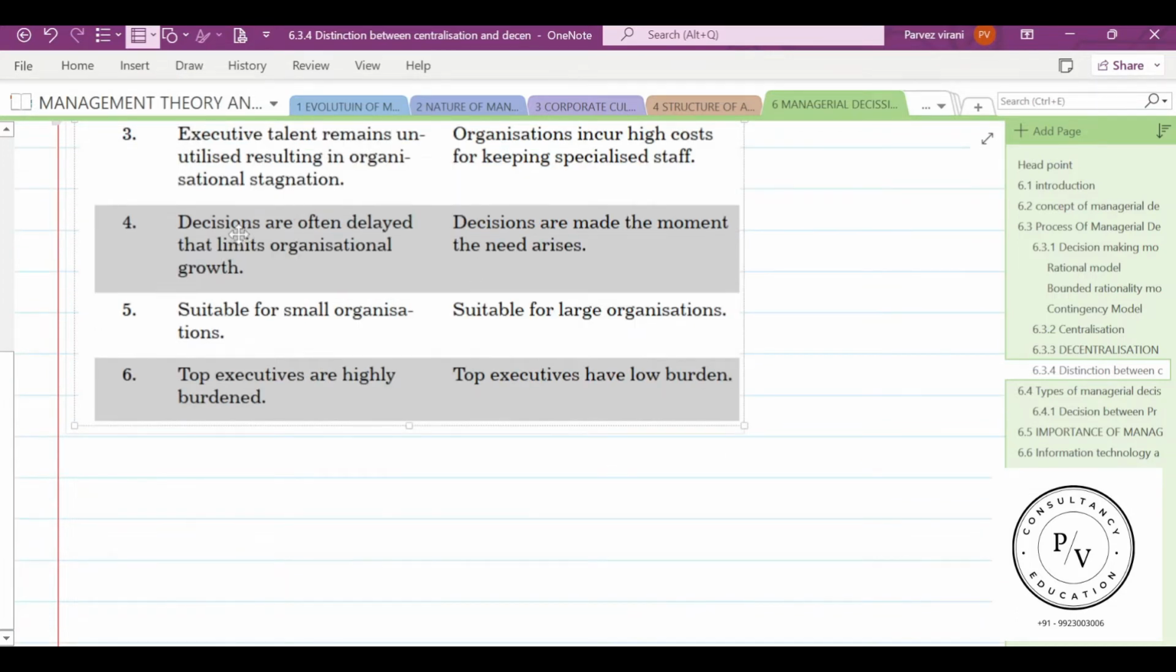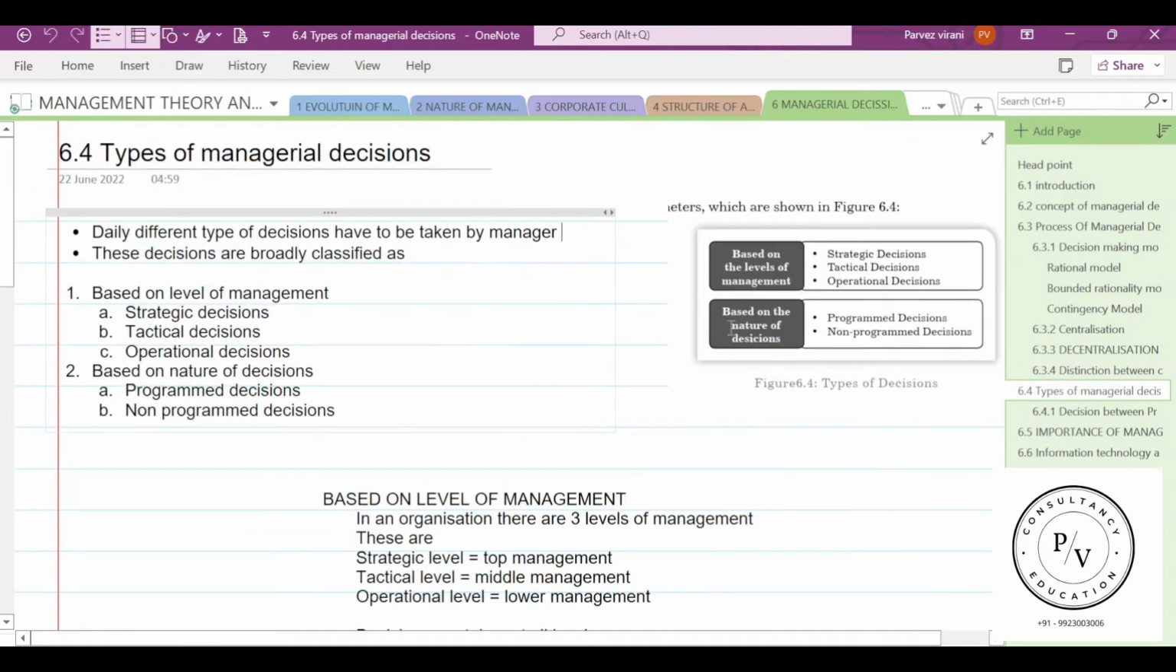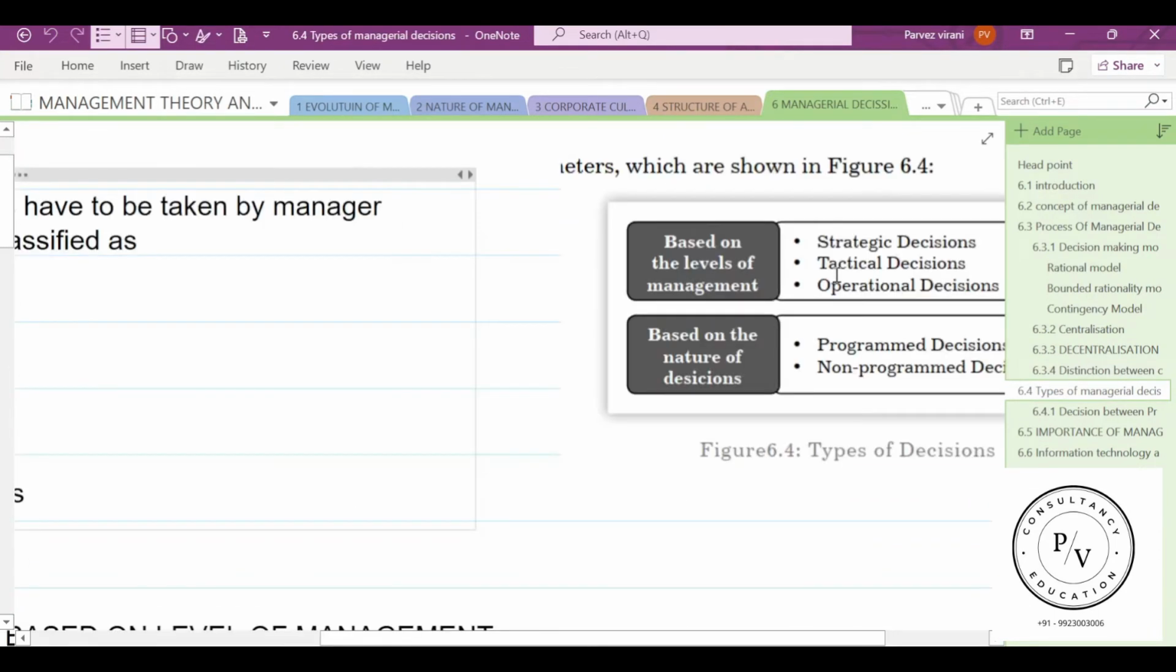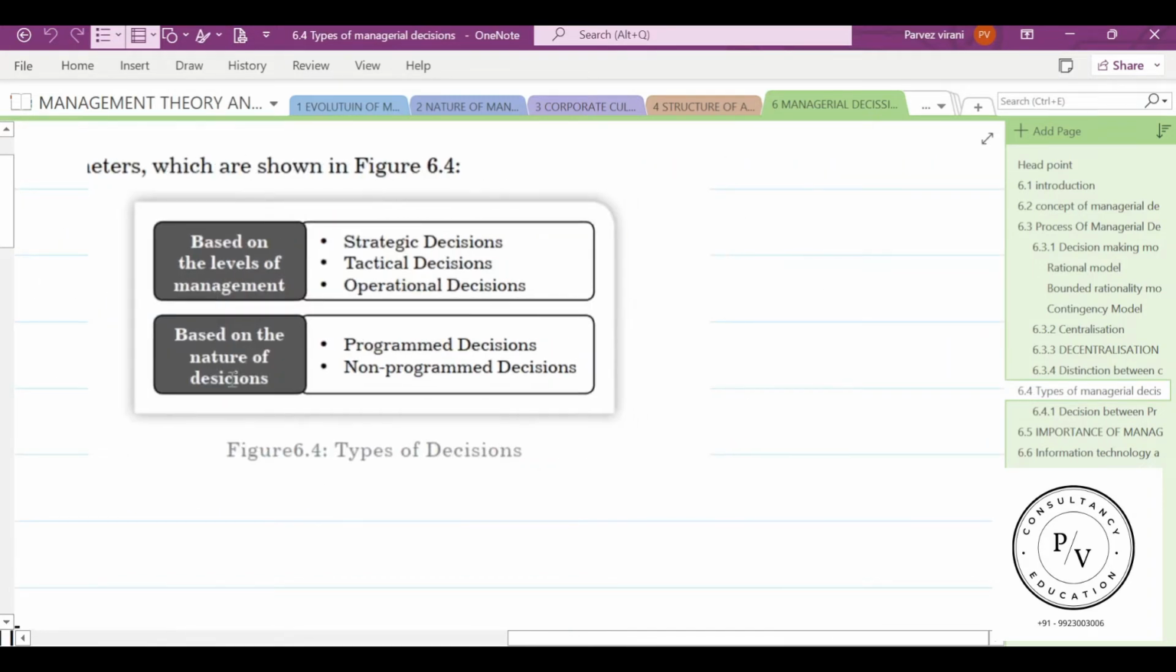Centralized: decisions are often delayed, which limits organizational growth. Decentralized: decisions are made the moment the need arises. Decentralized, fifth point, suitable for small organizations. Decentralized, suitable for large organizations. Centralized: top executives are highly burdened. Decentralized: top executives have low burden. Okay, let's go to 6.4, types of managerial decisions. So types of managerial decisions are again divided into two parts based on the level of management, based on the nature of decision.